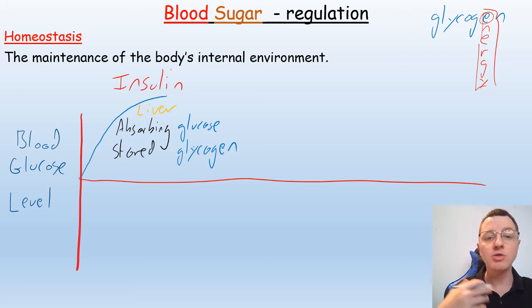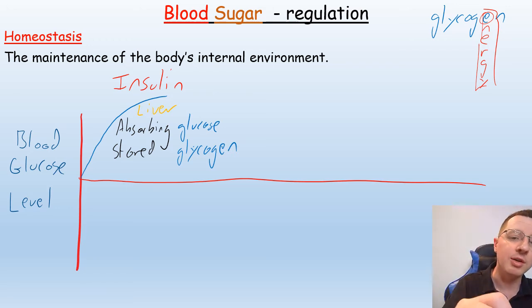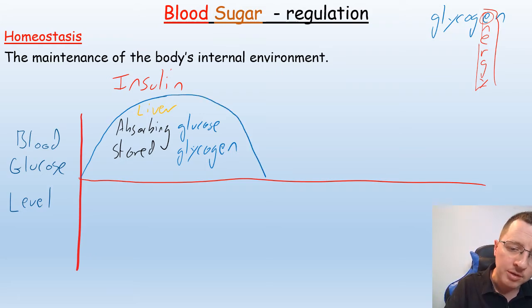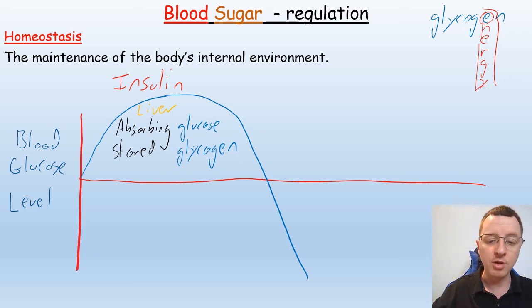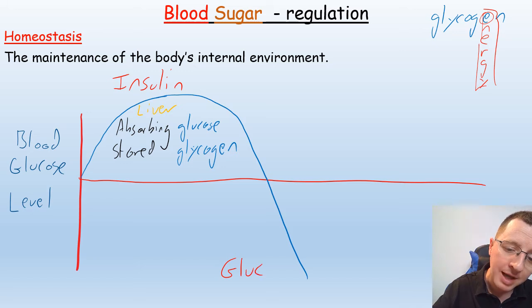So insulin travels in the blood to the liver, and it tells the liver to absorb the glucose and store it as glycogen. And therefore the blood glucose levels will begin to fall. Now if those blood glucose levels get too low, then the pancreas again will recognize this, and the pancreas will release a new hormone called glucagon.